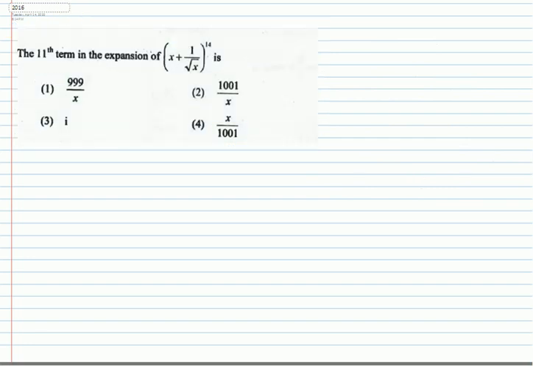The 11th term in the expansion of (x + 1/√x) is the question. So the question is to find the 11th term. Let us understand here what is the value of n. N is equal to 14. The question is to find the 11th term, so r is equal to how much in this case? 10. Therefore t11 is equal to, okay, so what is the t(r+1) identity? nCr q^(n-r) into p^r.